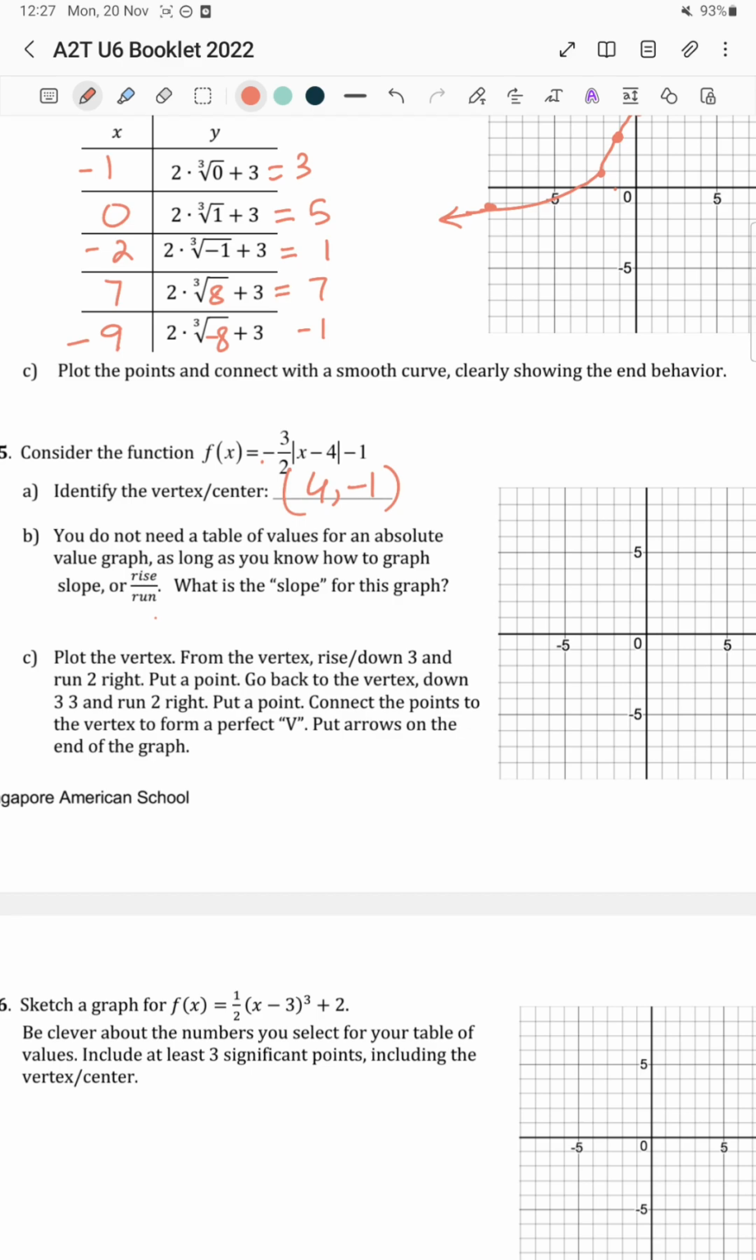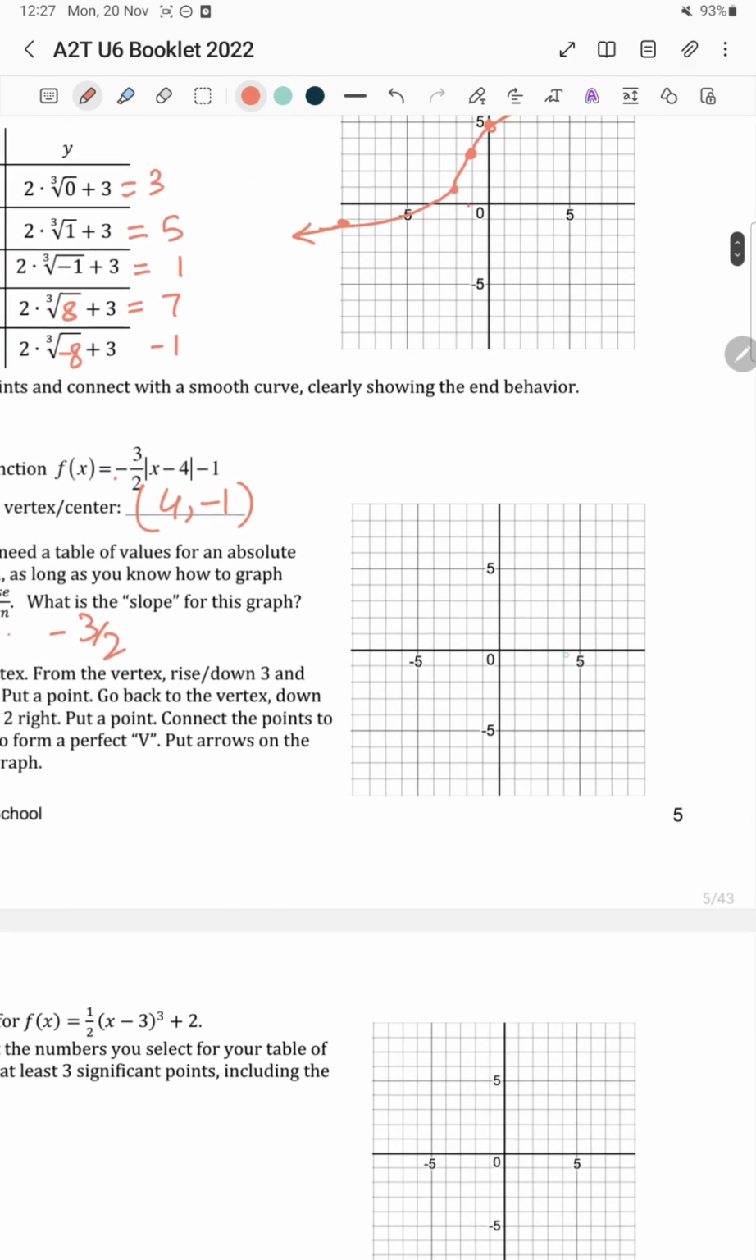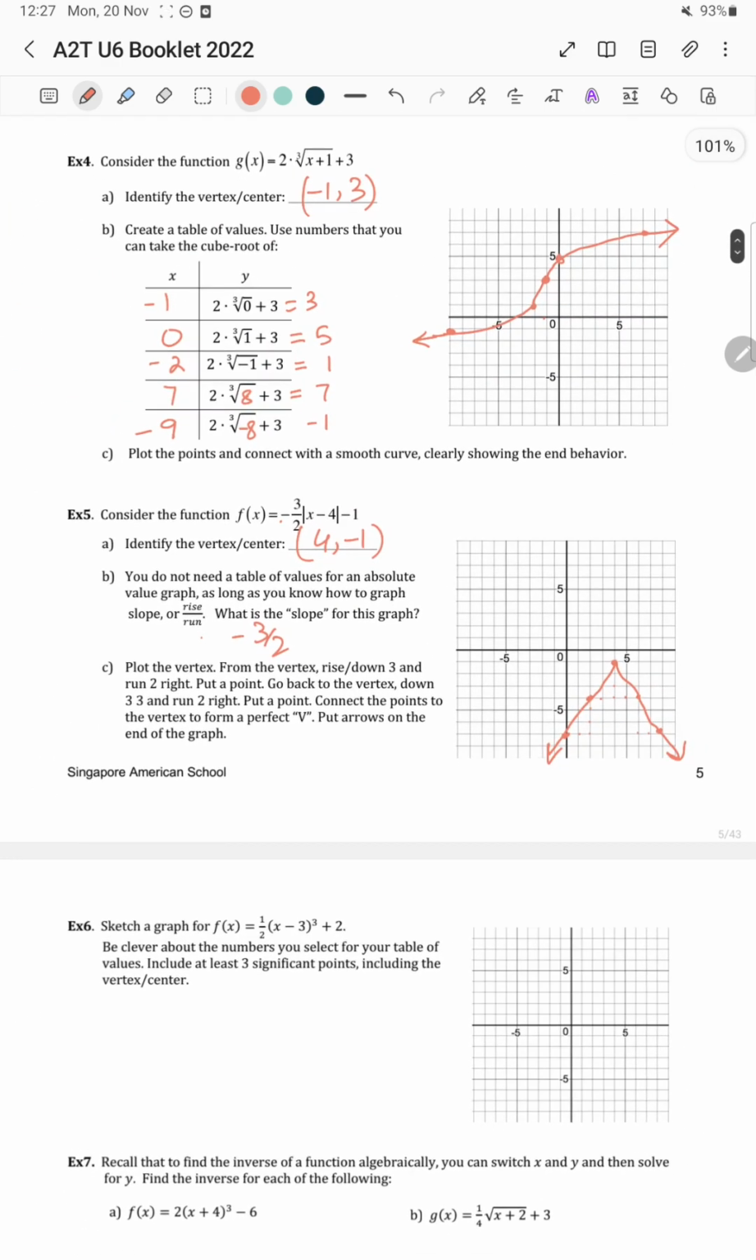So 3 means rise. What is the slope of this function? Minus 3 by 2. So 4 and negative 1 is the vertex, and we go in the opposite direction because there is a negative sign. Plot the vertex. From the vertex, rise down 3 and run to the right, and put a point. Go back to the vertex, down 3, run to the left, put a point, and we will draw a V like this.